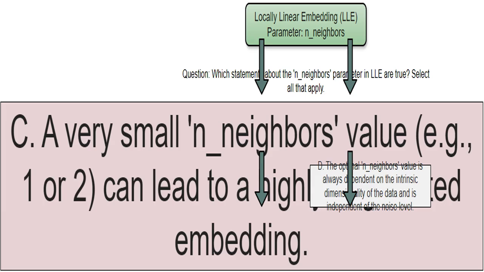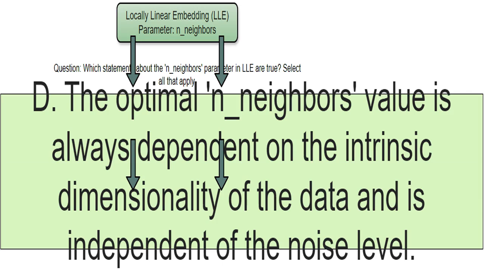If I use only one or two neighbors, each data point's reconstruction relies on very limited information, potentially leading to isolated clusters and a fragmented final result. Think of it like trying to build a house with only a couple of bricks nearby. You won't get a very solid structure. This is incorrect. I disagree with this statement.